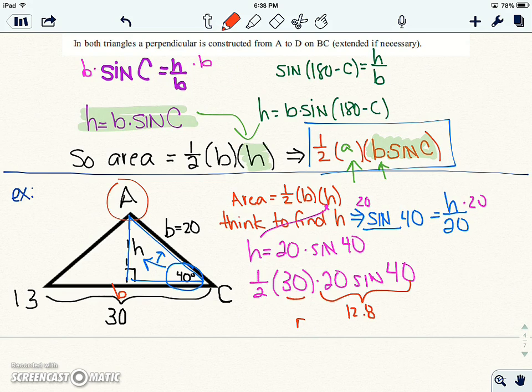Times that by the base and 1/2, and you get an area of approximately 192.8 units squared. Again, you just have to plug and chug into the formula, but I'm attempting to show you how this h is really just made up of irregular trig functions and ends up fitting the formula 1/2 a b, the sine of some corner c.